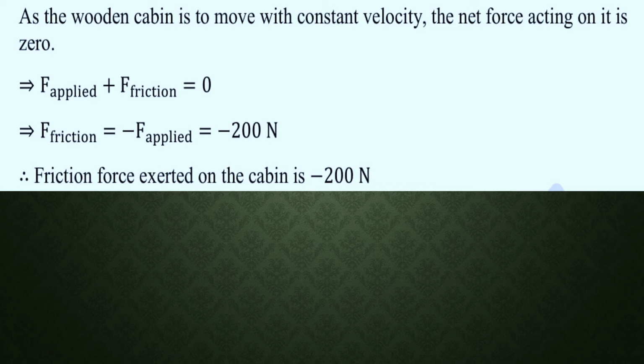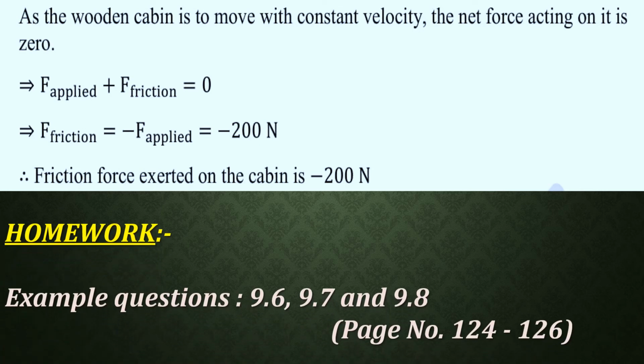Or we can write the force of friction is equal to negative of the force applied. That means the force of friction is equal to negative 200 Newton. That means the magnitude is equal to 200 Newton, and we have given the negative sign as the force of friction is exerting in the opposite direction of the motion of this wooden cabinet. So I hope it is clear.